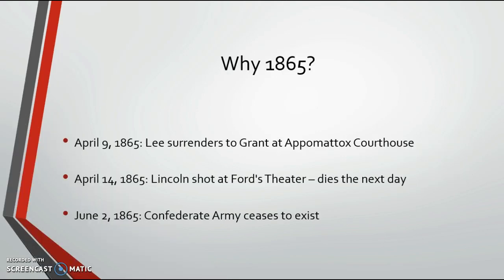Reconstruction, why it starts in 1865. So April 9th, as we mentioned last week, Lee surrendered at Appomattox Courthouse. 5 days later, Lincoln was shot at Ford's Theater and dies the next day. And by June, the Confederate Army ceases to exist. So it's no longer an army. Yes, there might be groups of men who are still upset and they run around together with guns, but they are not officially Confederate Army. All right, and so this is the period when the United States needs to rebuild the South.